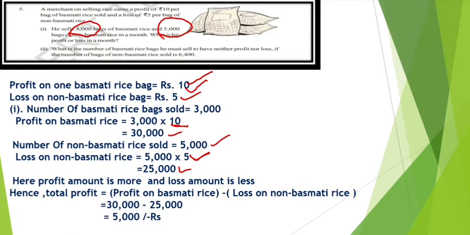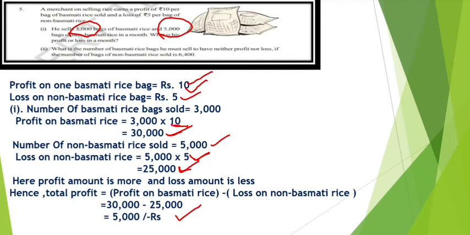Now this is profit, this is loss, so 30000 profit he is getting and 25000 loss. If you observe, the profit amount is more and the loss amount is less, so total profit is equal to profit on basmati rice minus loss on non-basmati rice, that is 30000 minus 25000, you will get 5000 as the answer. That means he gets a profit of 5000 rupees in that particular month.